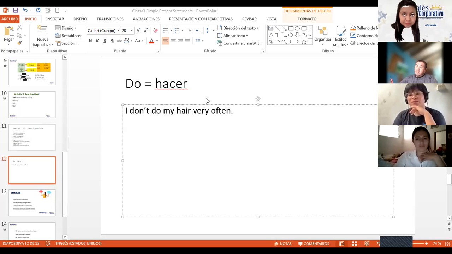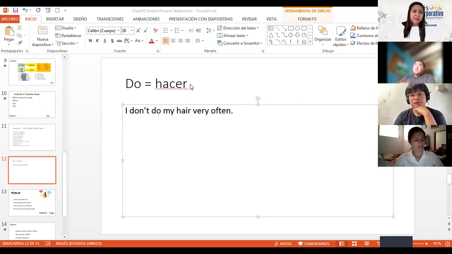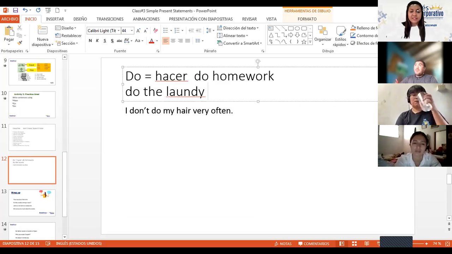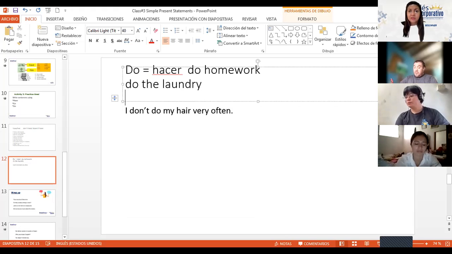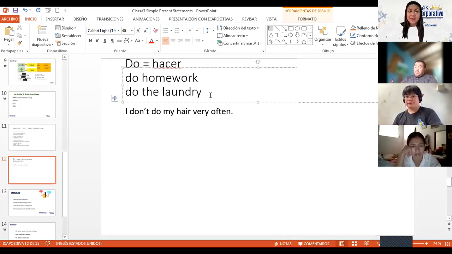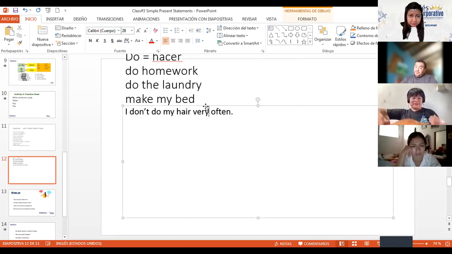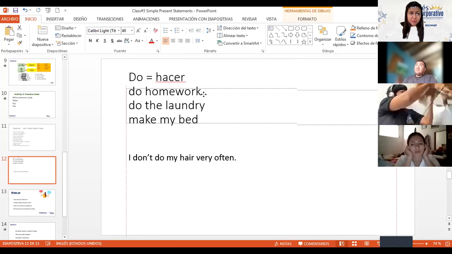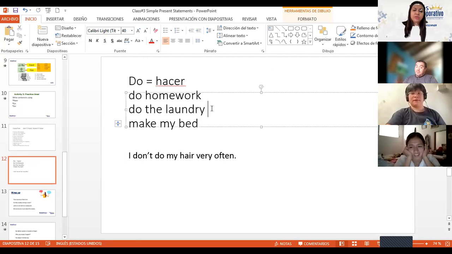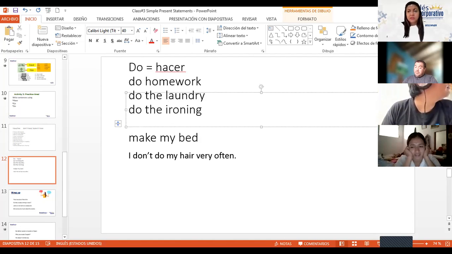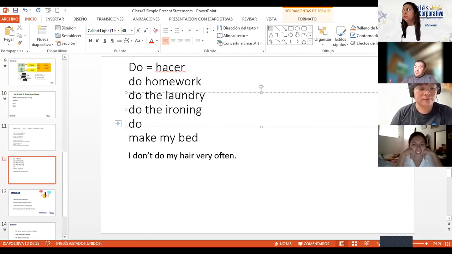Ok, so, for example, do my homework. Voy a poner aquí algunas expresiones. Como do homework, do the laundry, que es hacer la lavandería o lavar la ropa. Pero hacer la cama es make my bed. Ahí sí es diferente, it's not do, it's make. Entonces tenemos do homework, do the laundry, do the ironing, que es planchar, ¿verdad? Hacerla. What else?